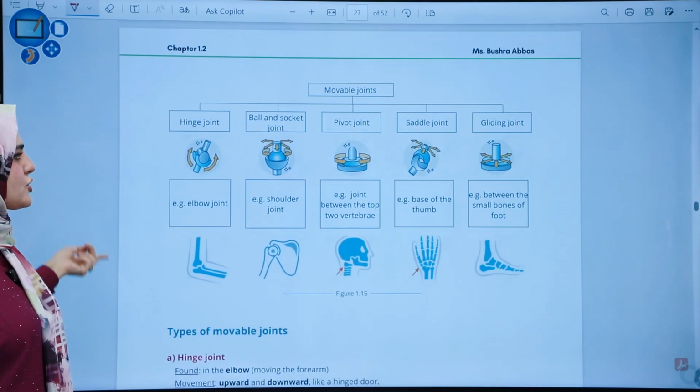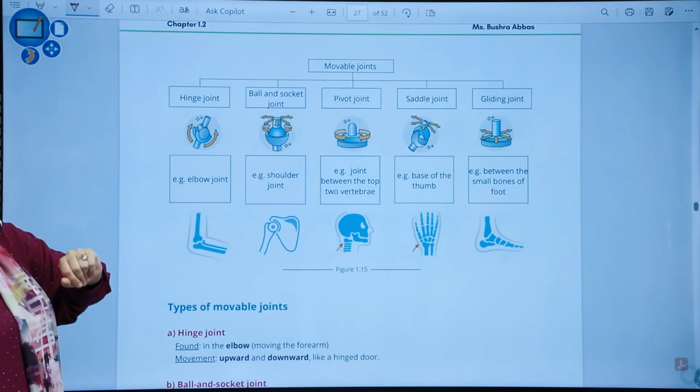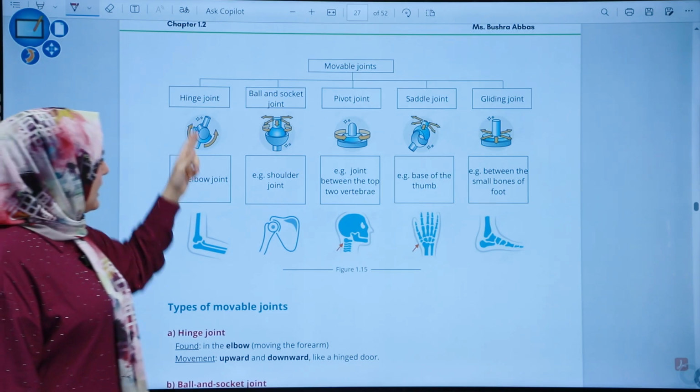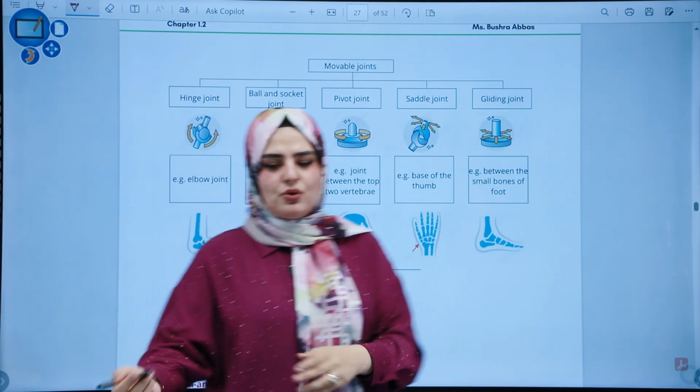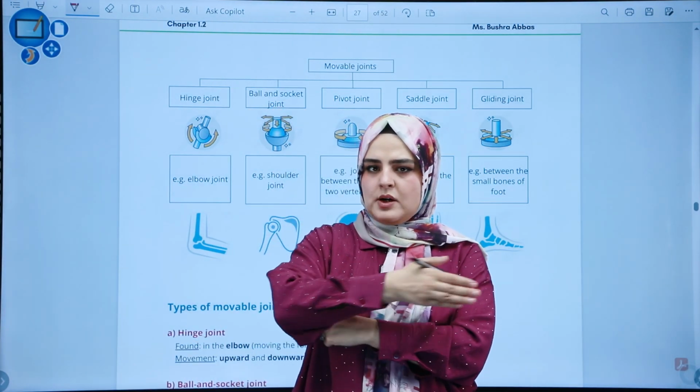There you go. I have a chart here showing how they move and how each one of them is located in different places. See, a hinge joint, just like the hinge of a door, moves on one axis, like your elbow, one axis.